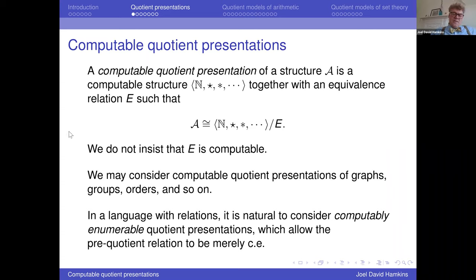Okay, so when you have relations in your language, for example, in the case of set theory, then it's also natural to look at, say, computably enumerable quotient presentations where the relation is only CE instead of being computable. Here, if they're functions and so on, then asking for a CE graph or computable is the same thing. But when it's a relation, then it's a natural refinement of the situation to ask for the basic structure to be, say, merely CE instead of computable.